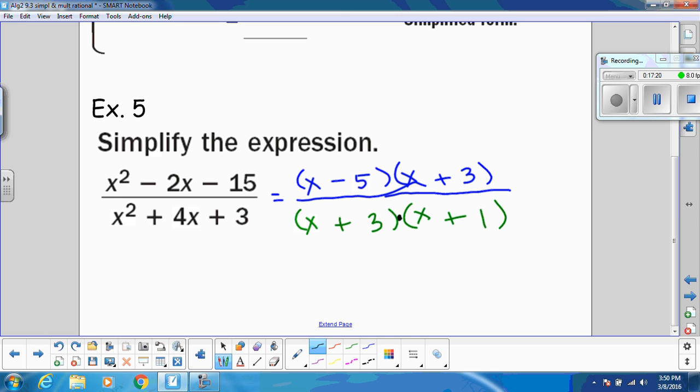Okay, so now, do we have anything multiplied? Yes, we do. Do we have anything that's the same in the numerator and the denominator? Yes, the x plus 3's. So what's left is x minus 5 and x plus 1. Remember, we do not cancel those x's, right? Those are joined together by pluses and minuses. They're not multiplied. You can only cancel things that are multiplied. And that would be our final answer there. That's simplified.